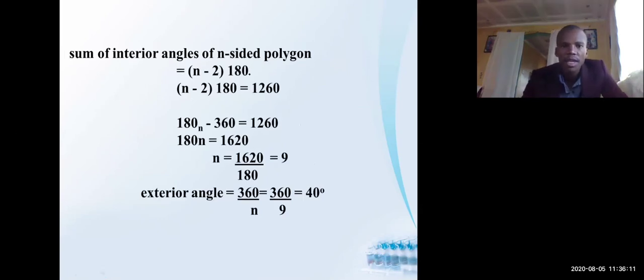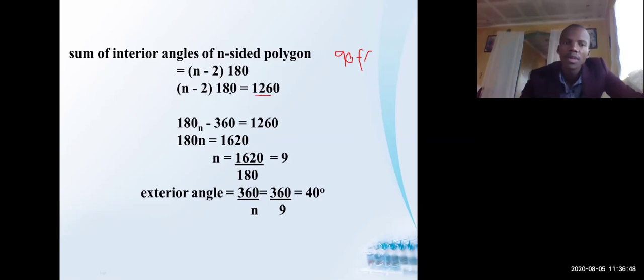The sum of interior is just the same thing. You can either use 90 into 2n minus 4, which if you simplify, can also give you this one. You can also use n minus 2 times 180. So if you simplify this, it will give you the same. So we replace, that is 180 into n minus 2 is equal to this one.